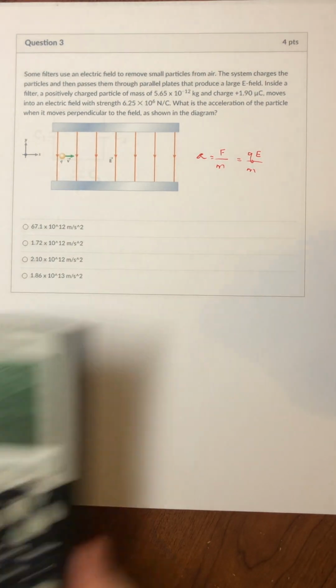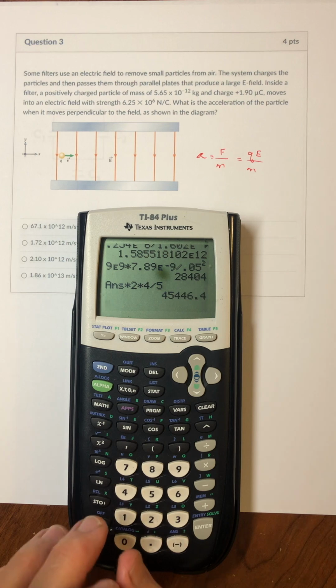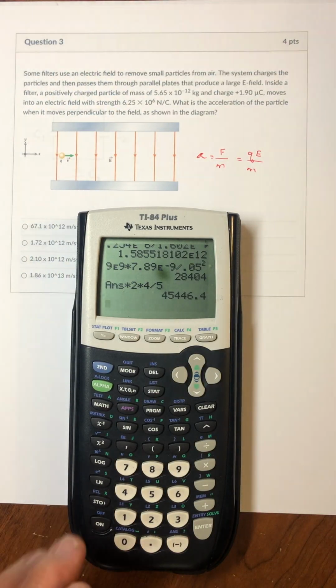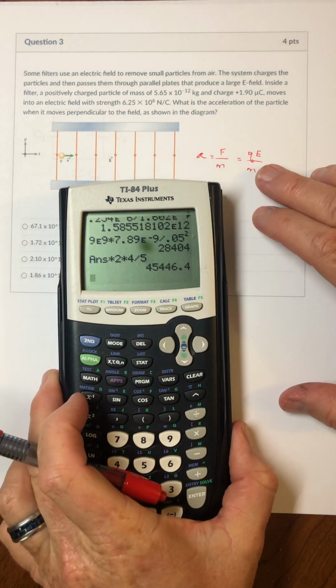So this one's a little more straightforward. The second one here was a little long. This one was not too long. But now we've got a pretty straightforward one.